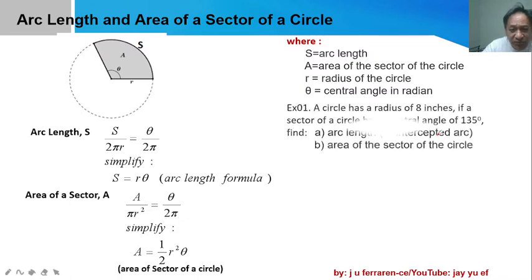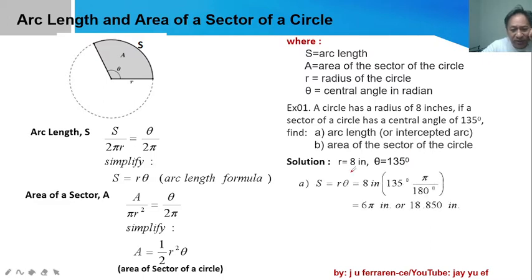Now here is an example. A circle has a radius of 8 inches. The sector of the circle has a central angle of 135 degrees, and we are asked to determine the arc length, or the intercepted arc, and the area of the sector of the circle. From the given, we have a radius of 8 inches and a central angle of 135 degrees. In letter A, we are asked to find s. But there's a little problem here because our angle is not expressed in radians. But we can always convert using our knowledge of conversion from the previous discussion.